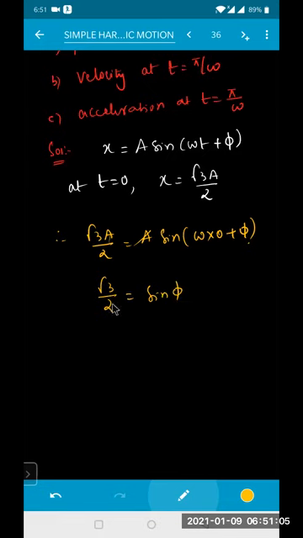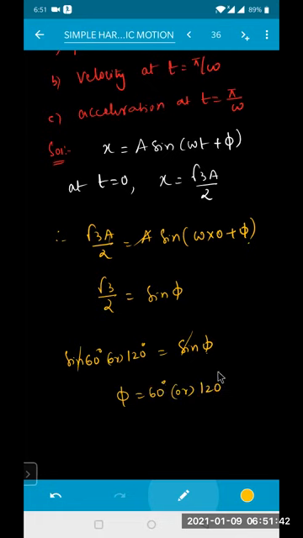For what value of angle is sine equal to root 3 by 2? 60. It may be sine 60 degrees or it may be sine 120 degrees. That will be equal to sine phi. Is it clear? What is the value of phi? This sine and this sine will get cancelled. So phi will be either 60 degrees or 120 degrees. That's it.